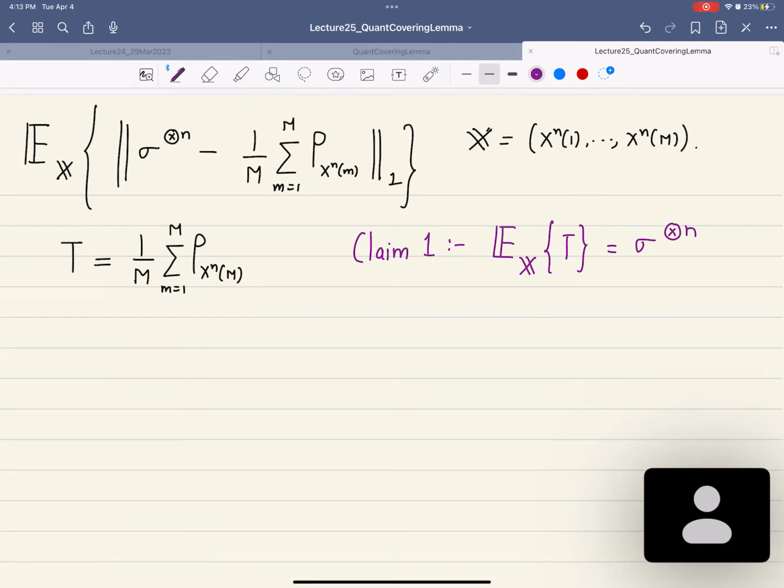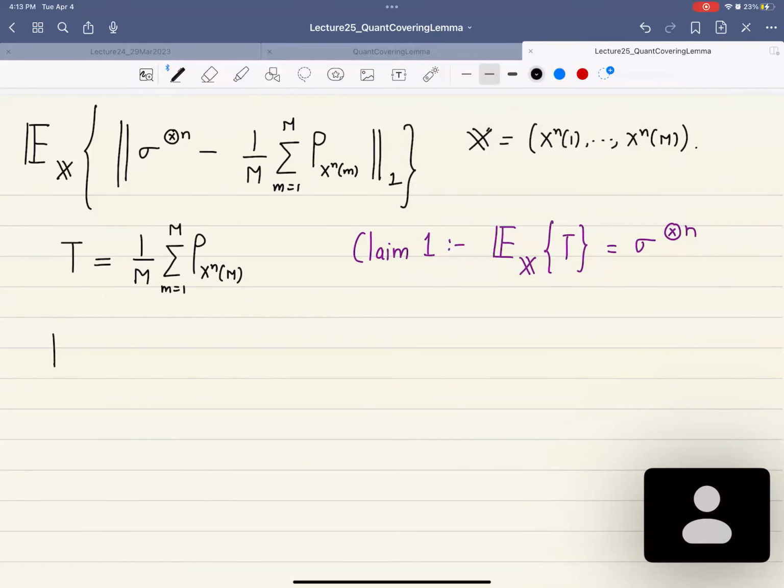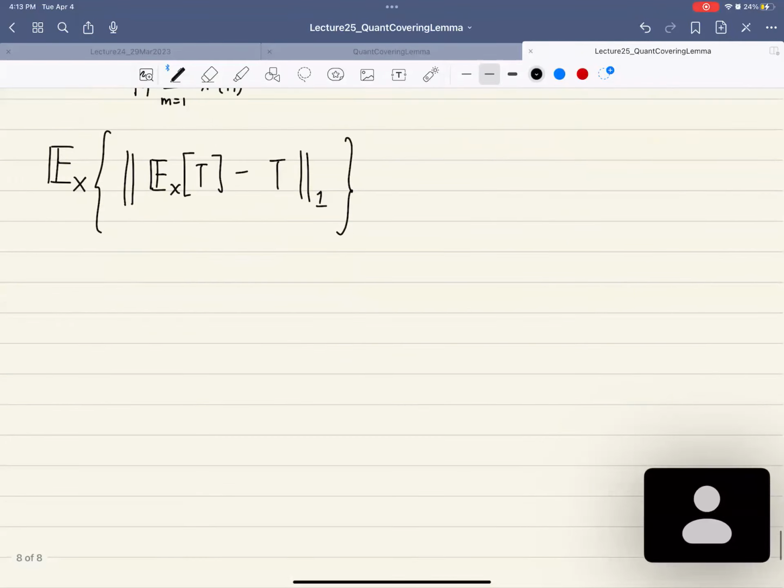So what are we looking at? I'm going to write the homework in red, not purple, because it's easier for me. So what I'm looking at is the expectation of t minus T. This is really what I'm looking at, just to simplify that.